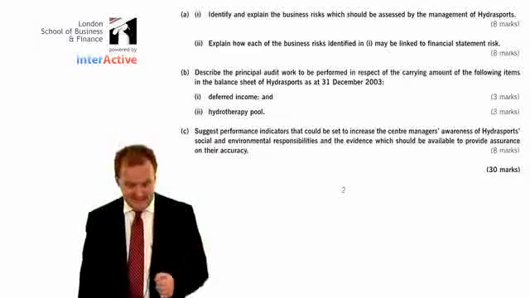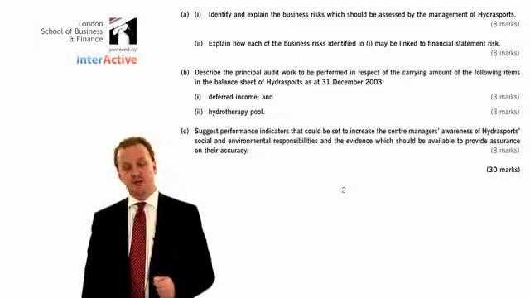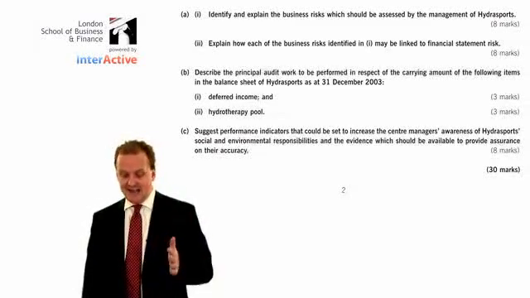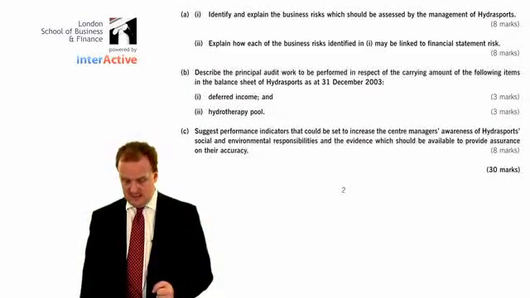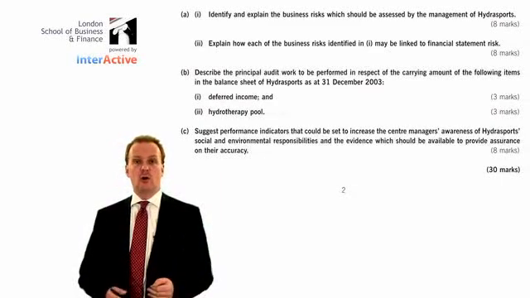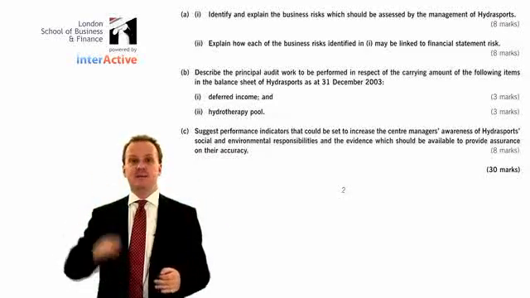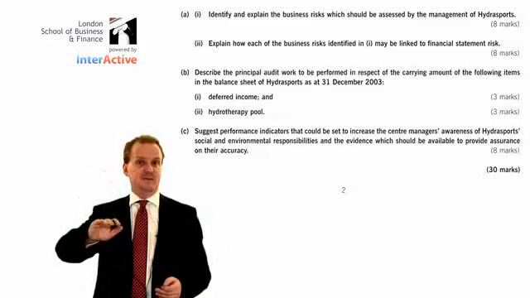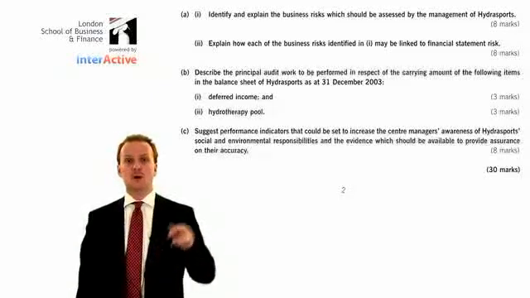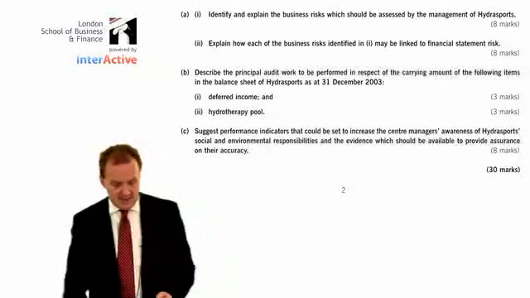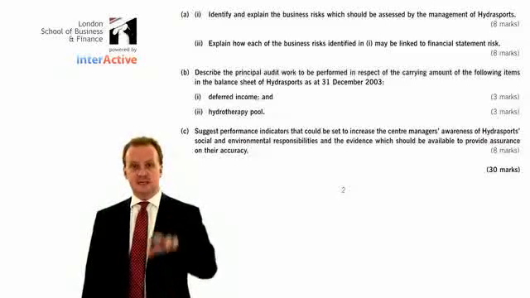The final part of the question is very similar to what we did with the audit risk question, Shire Oil. It says suggest performance indicators to increase the centre manager's awareness of Hydrosport's social and environmental responsibilities and the evidence which should be available to provide assurance on their accuracy. 8 marks. We're looking for social and environmental, so maybe that splits the 8 marks 4 and 4, and we need performance indicators and evidence for each of those. So in fact, part C is probably not an 8-mark question, it's 4 2-mark questions. But let's go back to part A, read through the story and see if we can spot some risks to this company.